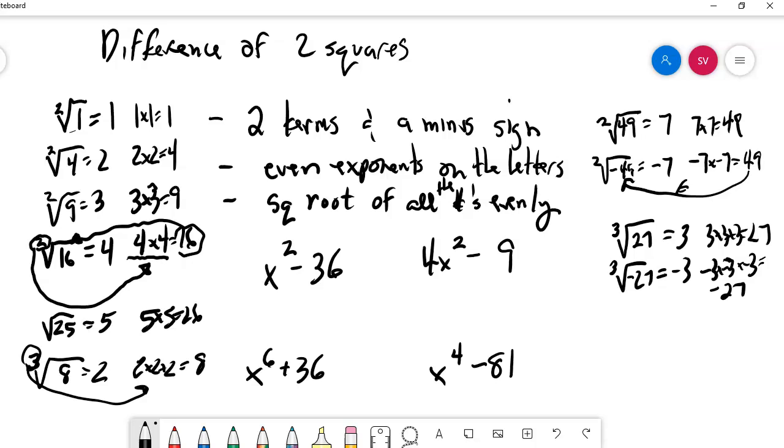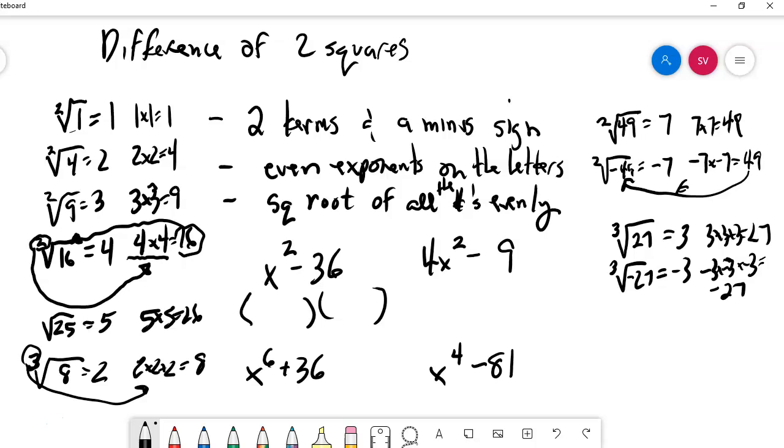Now we look at where all the letters or variables are. Do I have even exponents on them? 2 is even. What is even? 2, 4, 6, 8, 10, 12, and so on. And then can I take the square root of all the numbers evenly? I only have the 36 here. I could take the square root of 36, which is 6. So this is a difference of 2 squares.